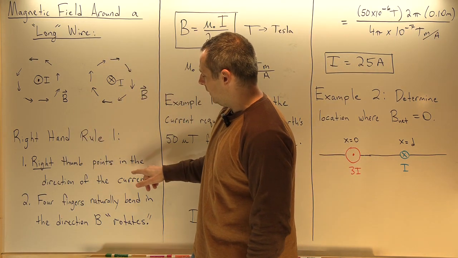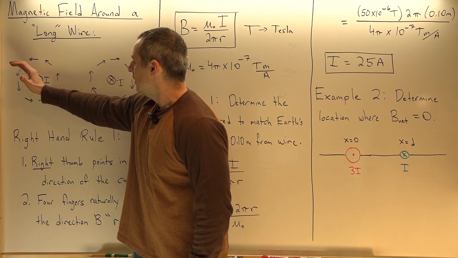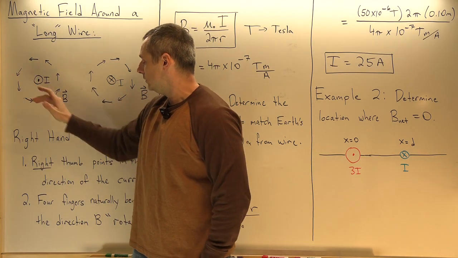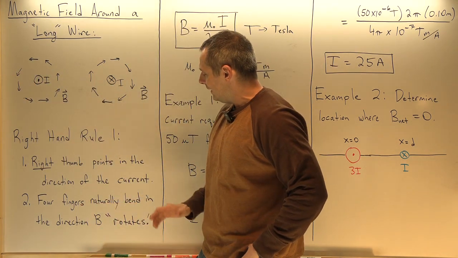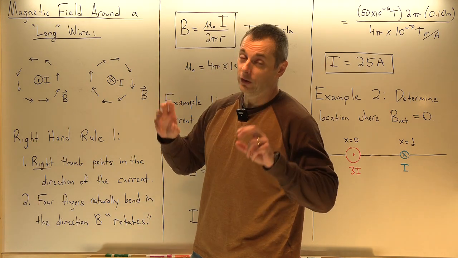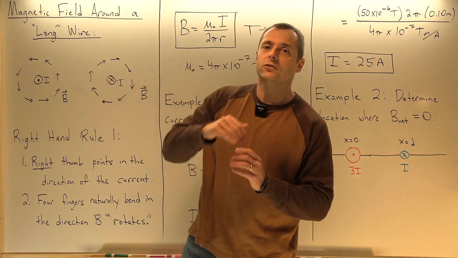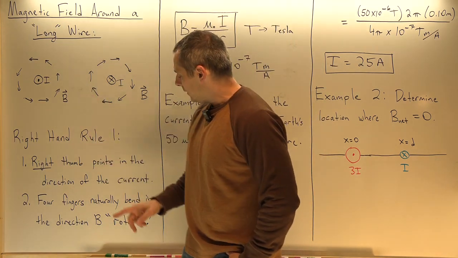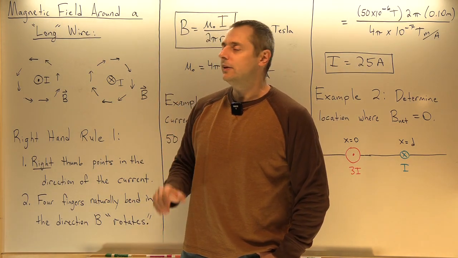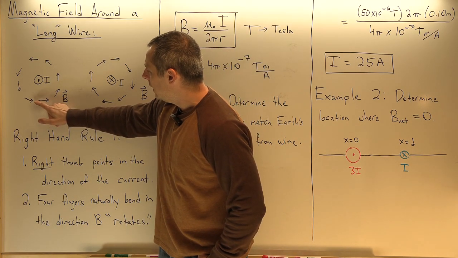You put your right thumb in the direction of the current. So see, I go like this. My thumb is coming out of the board, my right thumb, because that's the direction of the current. The 4 fingers naturally bend in the direction B rotates. Again, B rotates is in quotes because it doesn't really spin around. The arrows are stationary. It's important to realize your fingers don't tell you the direction of the magnetic field.